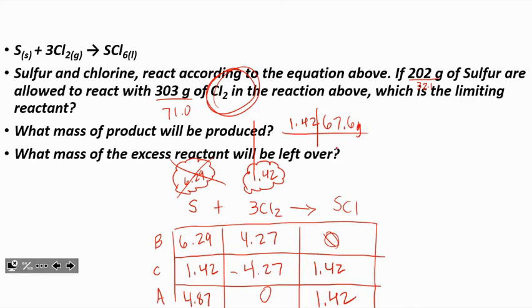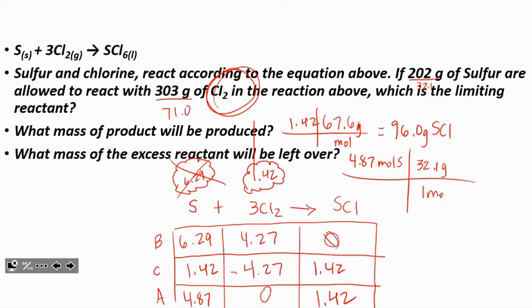And that's grams per mole. When I do that, I end up with 96.0 grams, and that is the SCl that is formed. They wanted to know the mass of the excess reactants left over, so I have 4.87 moles of S. I'm going to multiply that by 32.1 grams per 1 mole. When I do that, I end up with 156.3 grams of sulfur, and that's how much I had in excess.